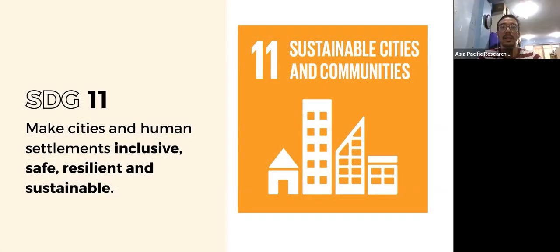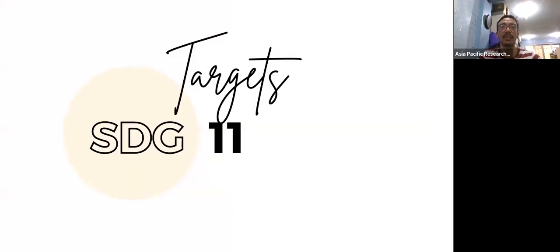So SDG 11 is titled Sustainable Cities and Communities, and its objective is to make cities and human settlements inclusive, safe, resilient, and sustainable. So SDGs, or the Sustainable Development Goals, aside from having that mission, also have targets.